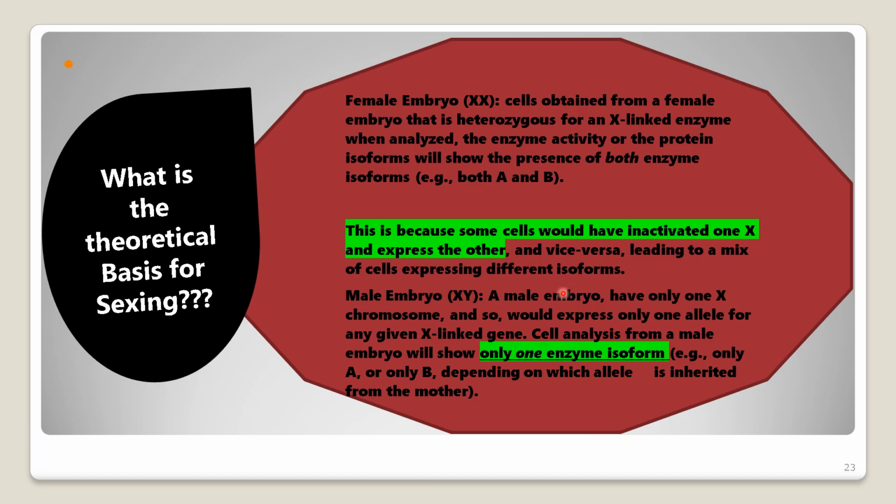In a male embryo, XY, because the male only has one X chromosome, it will only express one allele for any given X-linked gene. Cell analysis from the male embryo will therefore show only one enzyme isoform. It can either be A or B, depending on which allele is inherited from the mother.